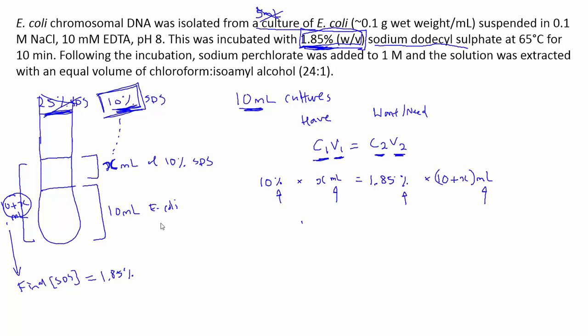Okay, so let's work this algebraically. 10x is equal to 18.5 plus 1.85x. This means that 18.5 is equal to 8.15x, and therefore x is equal to 2.27 essentially milliliters. Okay, so if x is equal to 2.27 milliliters, this means that this is the volume that we need to add. So this will be 2.27 milliliters.